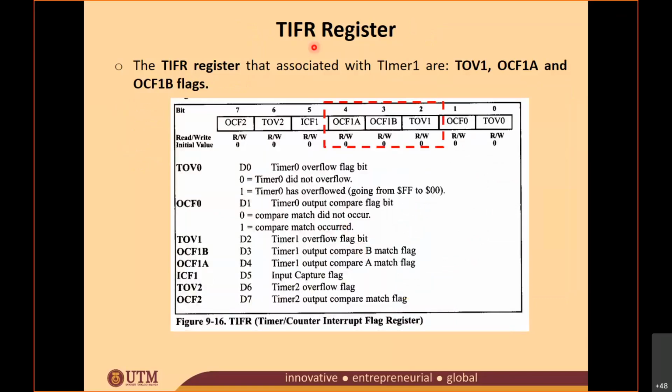Okay, so inside of the TIFR register, this is the location that you're going to focus on for timer 1, which is TOV1. This is for overflow timer 1, and then OCF1A and OCF1B, this is for CTC mode, depending on which OCR you're going to compare, is it OCR1A or OCR1B.